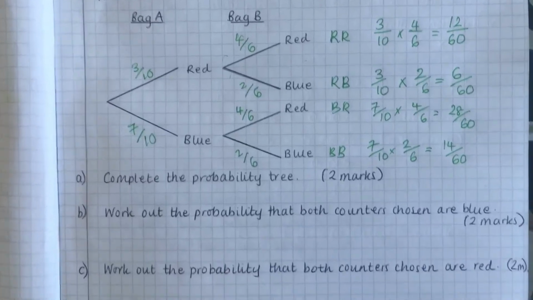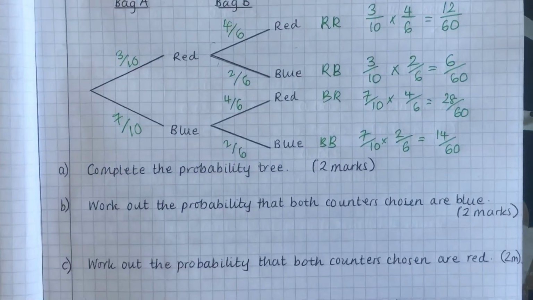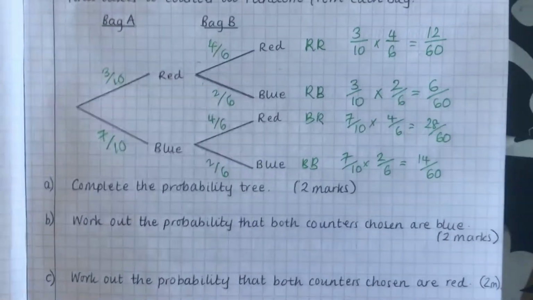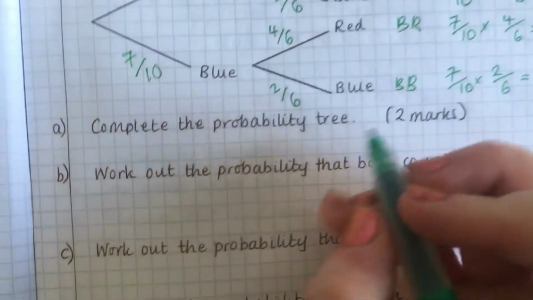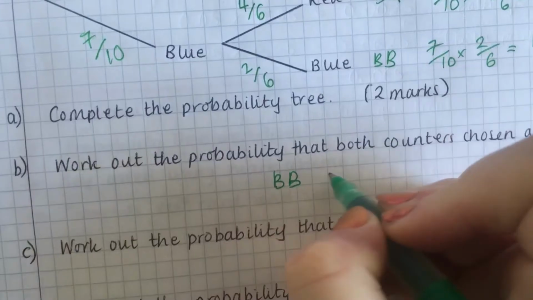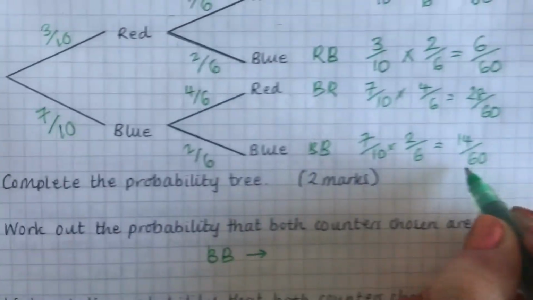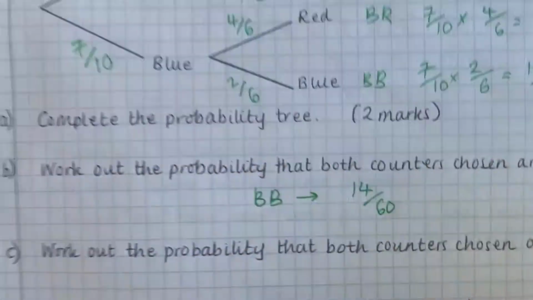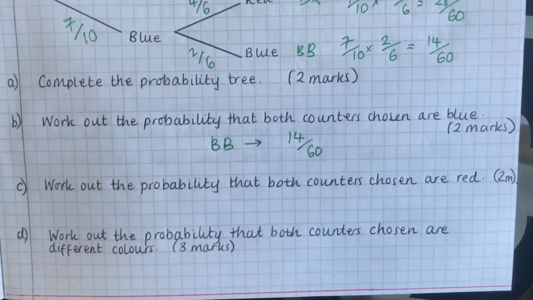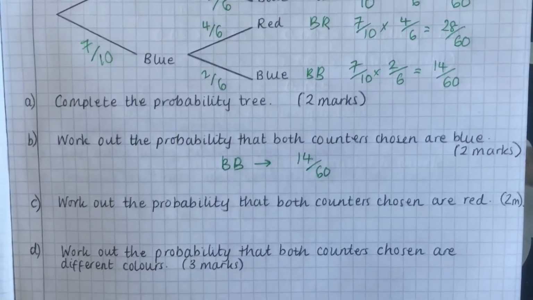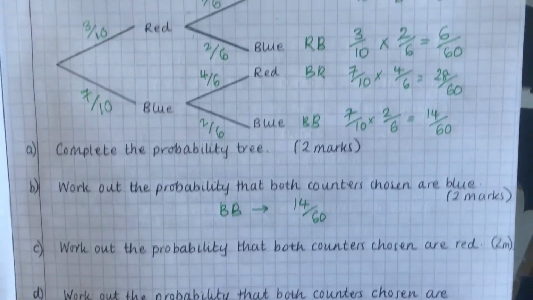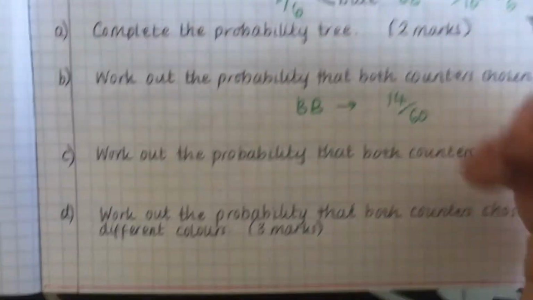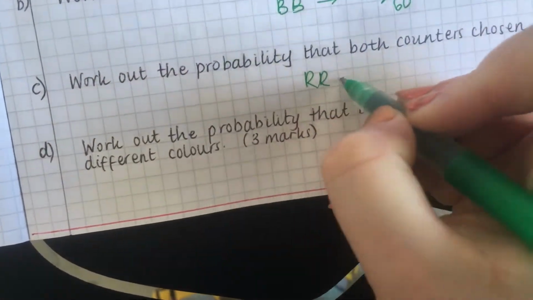So when we go down to part B, it says work out the probability that both counters chosen are blue. We know both counters being blue is BB, blue, blue. And we've already worked out that it's 14 out of 60. So that is our answer for that one. Okay, part C, work out the probability that both counters chosen are red. So again, we know that that's RR, which is at the top here, and this is going to be our answer. So RR is 12 out of 60.